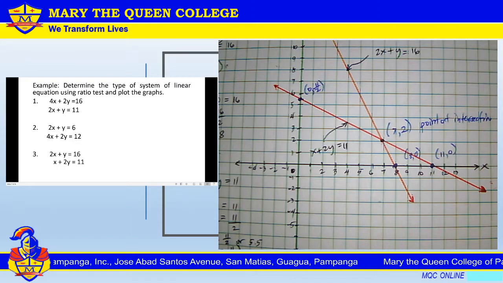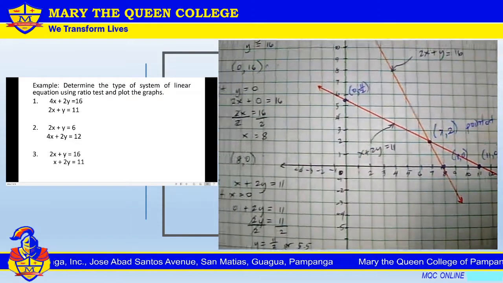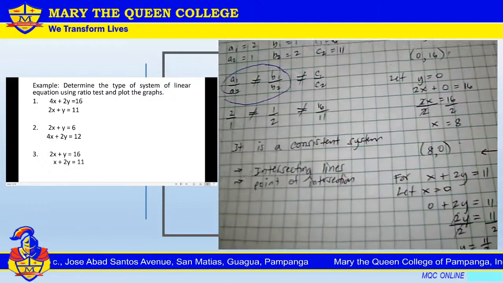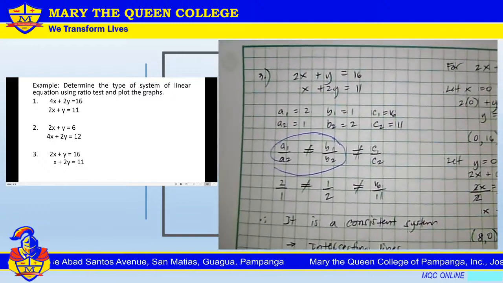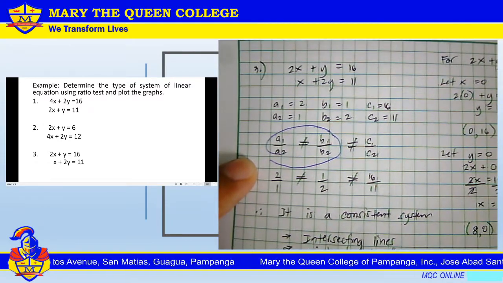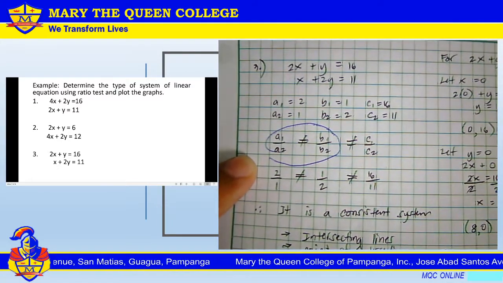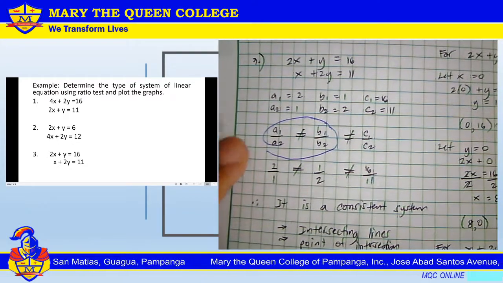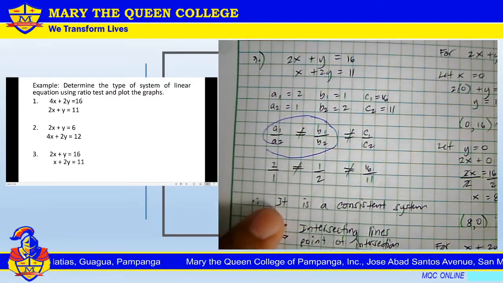Okay? So any question? None? Okay, so again, reviewing our example. First, use the ratio test. Consider the ratio test given before in our previous slides. If A and B are not equal, automatically it is a consistent system.